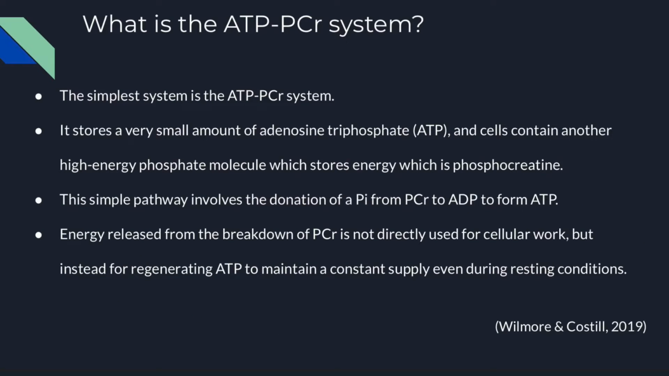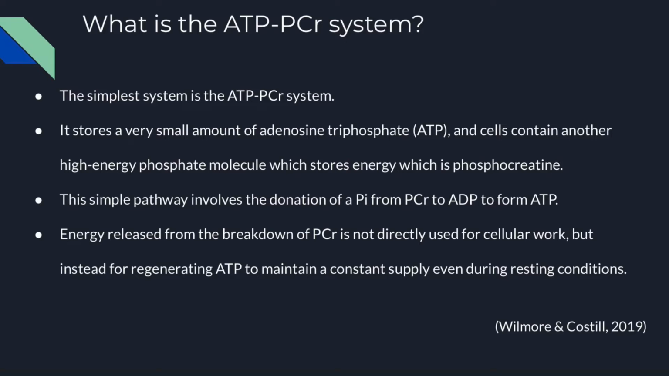What is the ATP-PCr system? How does it work? Basically, the ATP-PCr system is one of the simplest energy systems. It stores a very small amount of adenosine triphosphate, also known as ATP. Sorry if I mispronounce anything. And cells contain another high-energy phosphate molecule which stores energy, which is phosphocreatine.